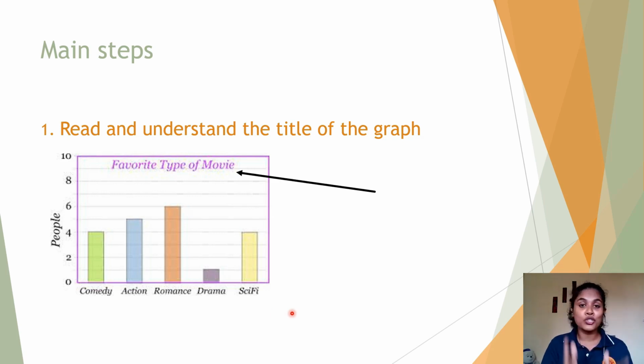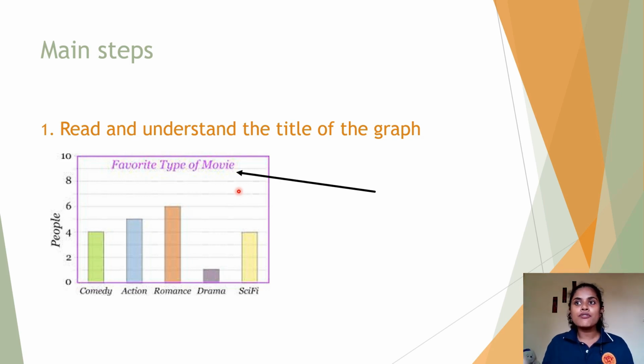In your papers, what you get on your O-level papers is not this type of simple graph, but just to help you understand what the title is and what we have to do in terms of the title, I'm using this graph. Here in this graph, we can see the title says favorite type of movie. So we just read it and we have to understand what the title says. Just by reading this, since this is really simple, we can understand that this graph is representing the favorite types of movies.